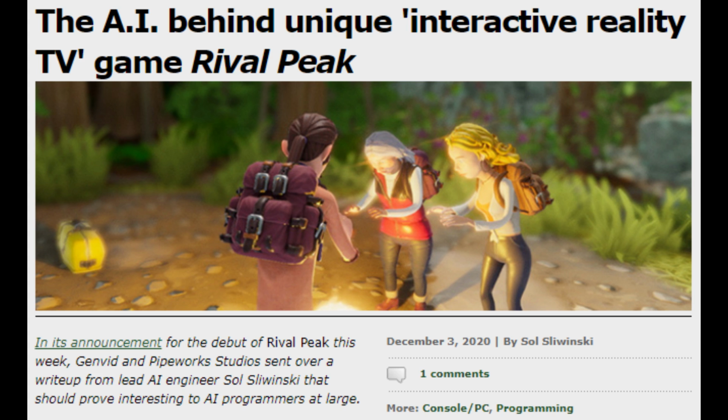Using Genvid's unique interactive live streaming tech, every viewer is a demigod empowered to help or hinder the AI denizens of Rival Peak in ways both big and small. The AI in Rival Peak is based on a proprietary system called First Order Regressive Numerical Action Planner, FORNAP, that we at Pipeworks Studios built from the ground up over the past 5 years.